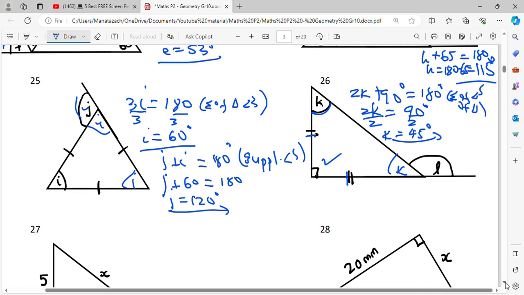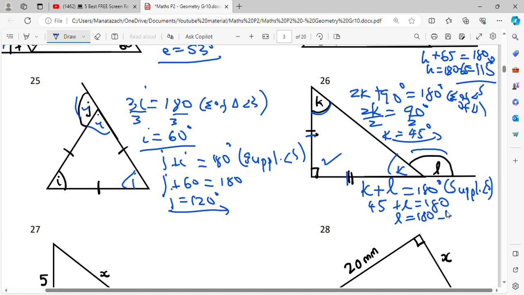Alright, so K and angle L are on a straight line, are supplementary. That means K plus L is 180 degrees, so you would say supplementary is your reason. Since K is 45 already, I'll replace it by 45. Therefore L is 180 minus 45, which is 135 if I'm not mistaken. Yeah, that's correct, 135.